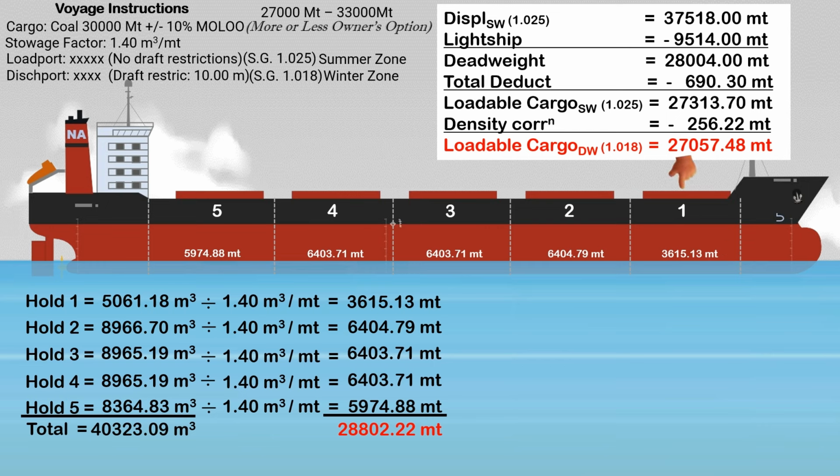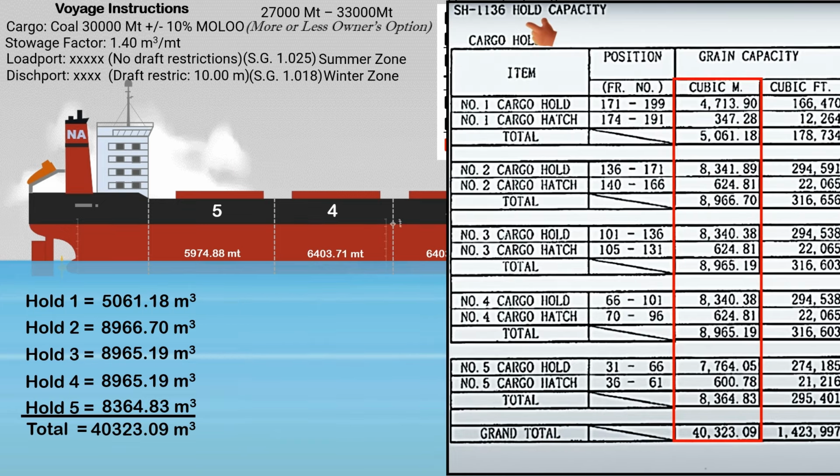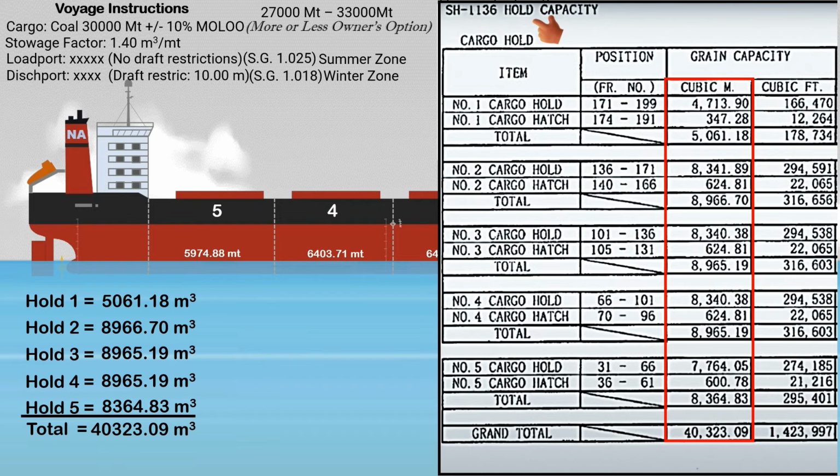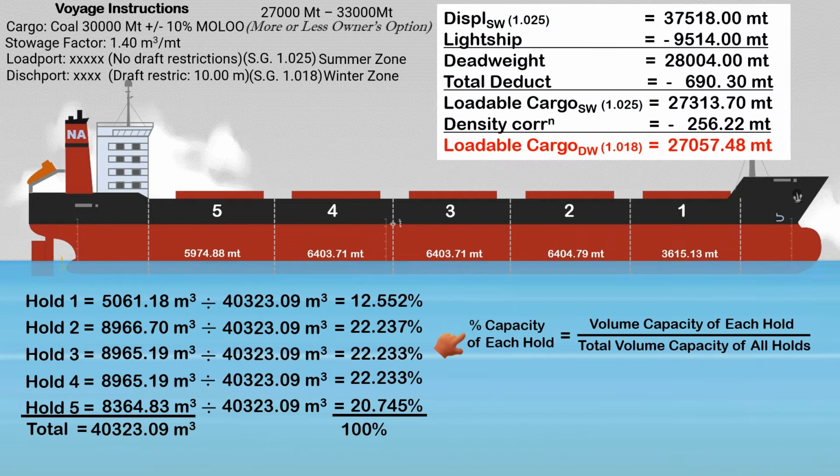To distribute this new loadable cargo across the ship's 5 cargo holds, first, we'll determine the volume capacity of each hold using the hold capacity plan. Here are the volumes for cargo holds 1, 2, 3, 4, and 5. The total volume is 40,323.09 cubic meters. Then determine the percentage capacity of each hold, which is equal to the volume capacity of each hold divided by the total volume capacity of all 5 holds. These are now the percentage capacity of each cargo hold.